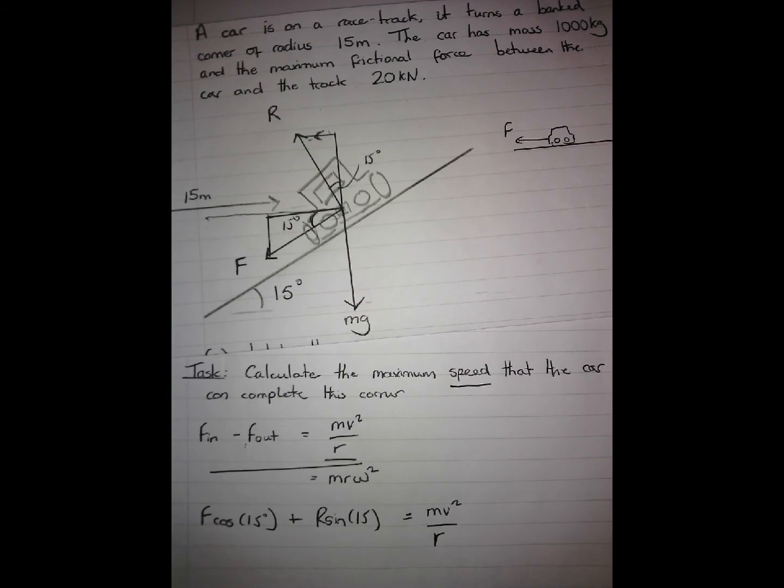Let's think about our unknowns now and what we're trying to find. We know F. It's given to us in the question. We're trying to find V. We know the radius R.